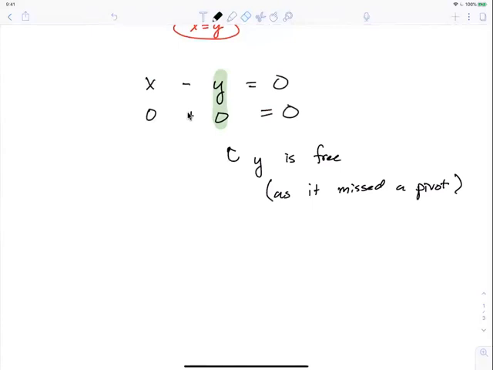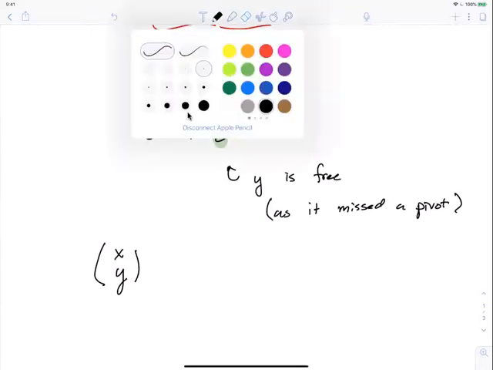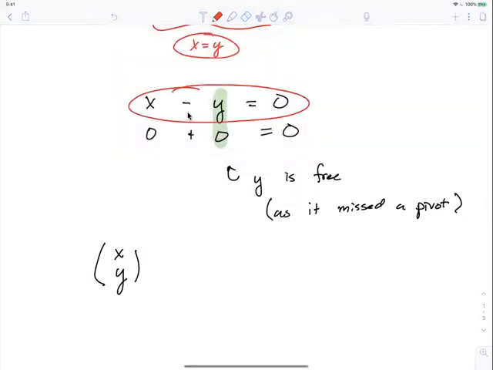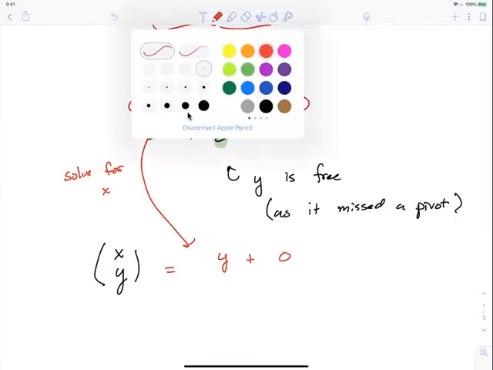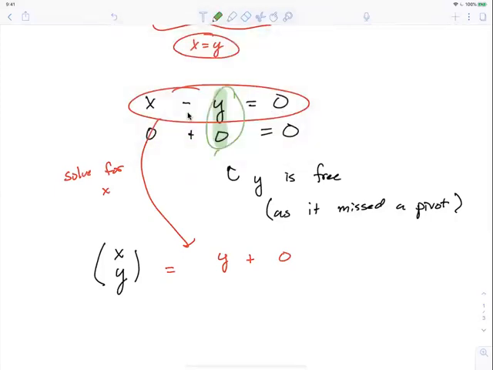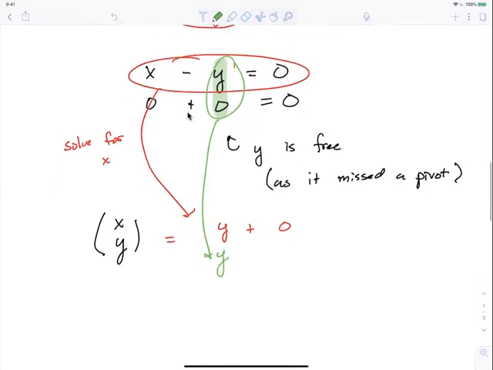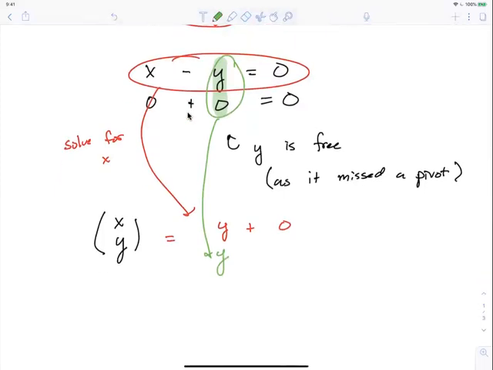And so what we want to do is express the vector xy in terms of other vectors. So how do we do that? Well, we're going to take this equation and solve for x. So if we solve for x, we get y plus 0. And now for the free choice variables, you get to choose that. You just use the variable itself. And so this says x equals y and y equals y. In this sense, y is the choice.